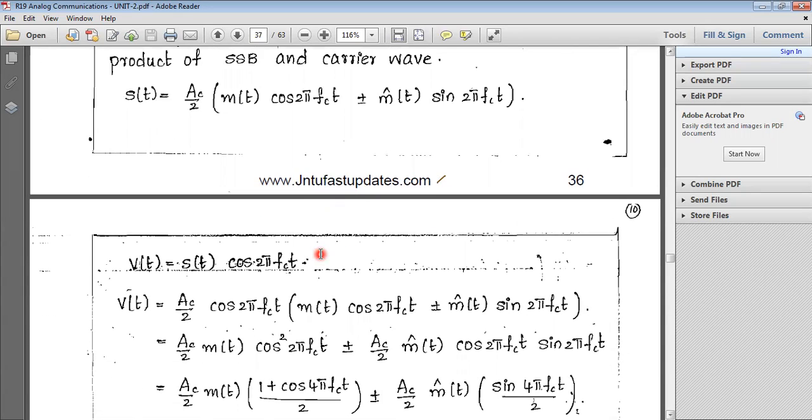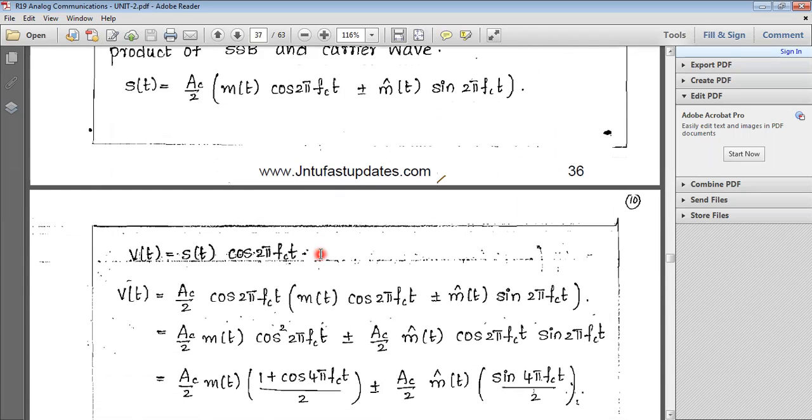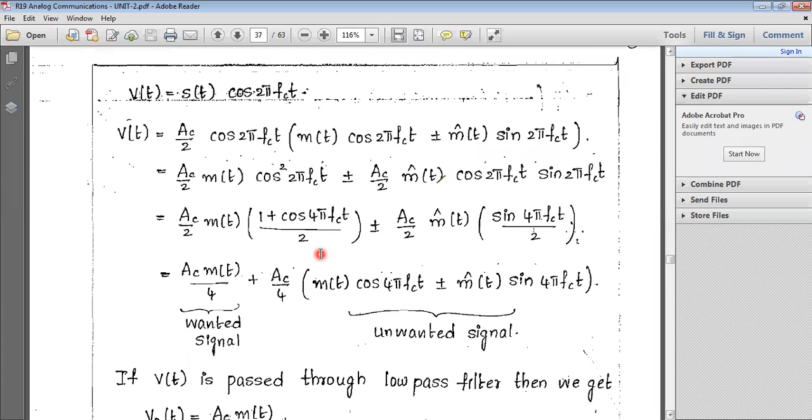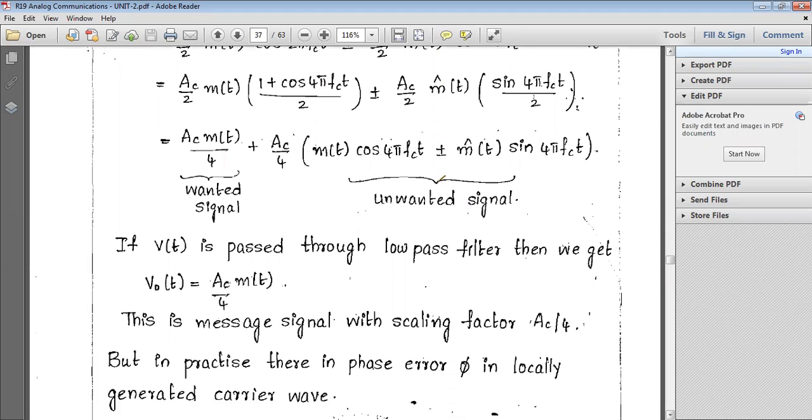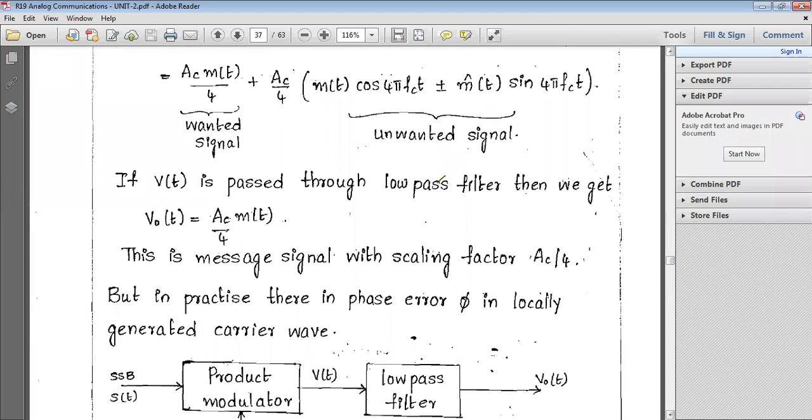To get V of t, we multiply S of t into C of t. After expansion and cancellation, here we have the final expression, that is AC m of t by 4. If you observe the parameters, this one is the wanted signal, and this parameter is the unwanted signal. To remove that unwanted signal, we pass it through a low pass filter. After passing the low pass filter, the output signal becomes AC by 4 into m of t. So here we have the message signal with a scaling factor of AC by 4.